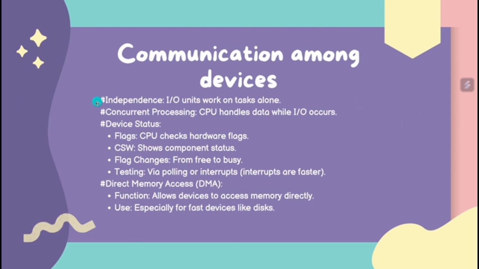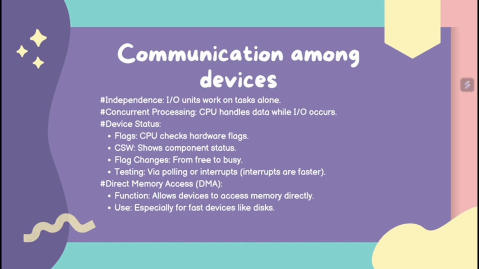And then what it means with independence. Independence means when I/O units work on tasks alone. And concurrent processing means when the CPU handles data while I/O occurs. Device status has four parts, which are flags, CSW, flag changes, and testing. Flags happen when the CPU checks hardware flags. CSW happens when the CPU shows component status. Flag changes from free to busy, and testing is via polling or interrupts. It states that interrupts are faster.